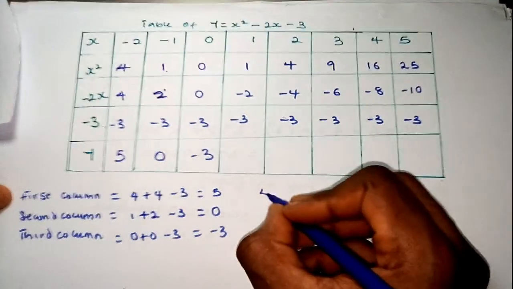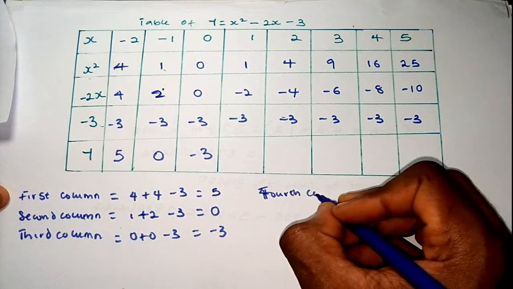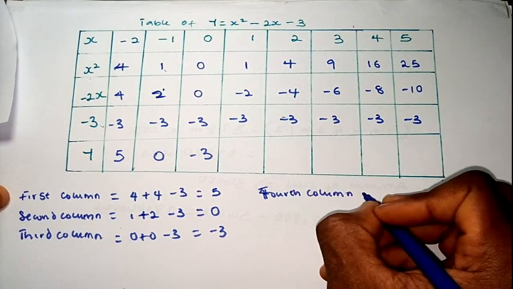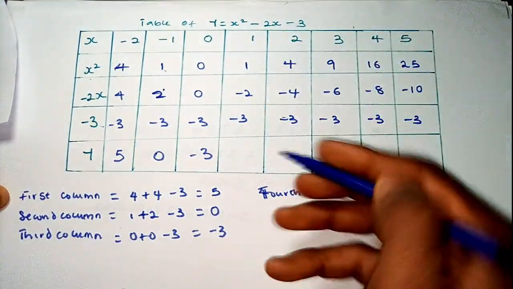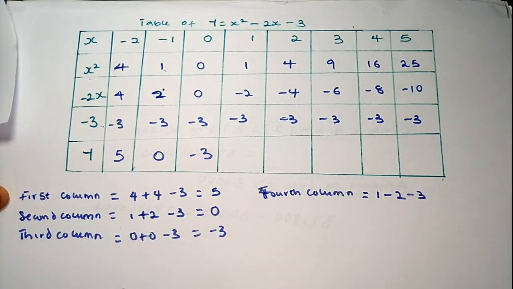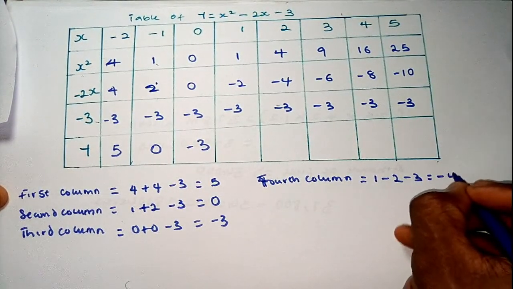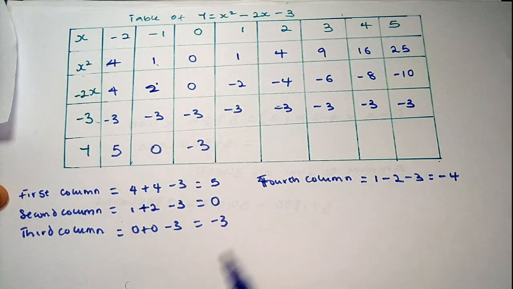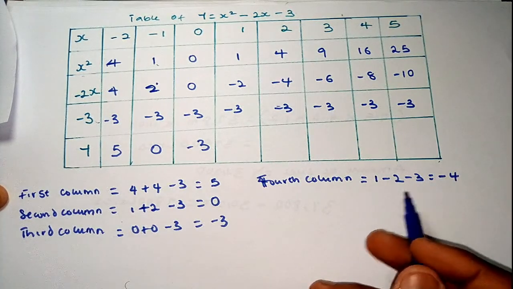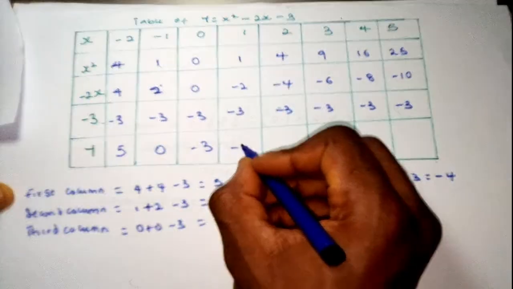Now the fourth column, this is it here. So we have 1 minus 2 minus 3, and that will give us minus 4, because 1 minus 2 is minus 1. Minus 1 minus 3 is minus 4. You could say minus 2 minus 3 is minus 5. 1 minus 5 will give us minus 4. So we'll put it here.